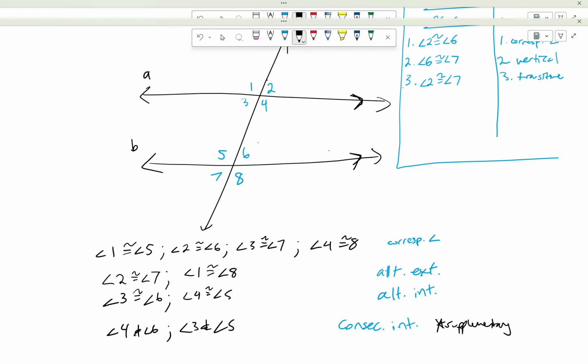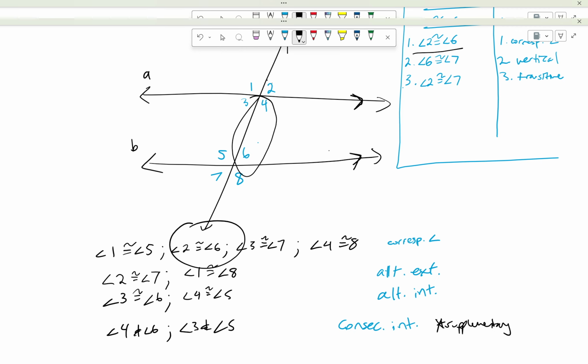All right, which we should be able to figure out because why? Check this out. Well, 4 and 6 are going to be consecutive interior. Well, think about what's the relationship between 2 and 4. Well, those are going to be a linear pair, therefore they're supplementary. And if 2 and 4 are supplementary, then 4 and 6 have to be because 2 and 6 are congruent. We already established this, right? A couple times before. And two angles supplementary to the same angle are going to be congruent.